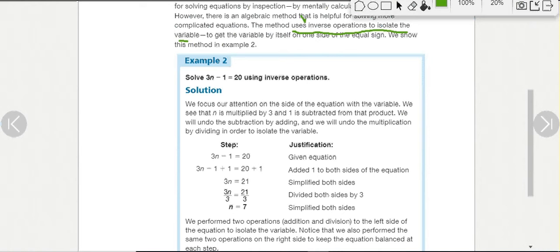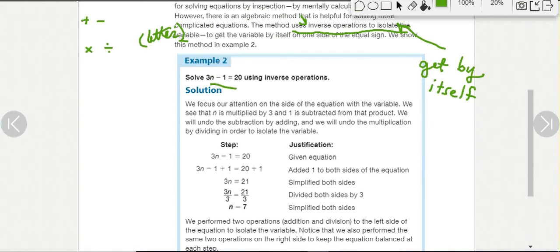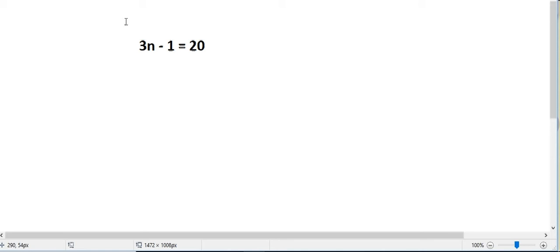You know inverse operations? Add versus subtract, multiply versus divide. Isolate is a word meaning to get by itself. We want to get the letter, the variable, by itself. Remember, variable is the letter, the unknown number. So we can do this exact same problem using inverse operations. 3n minus 1 is 20. We would show our work like this.